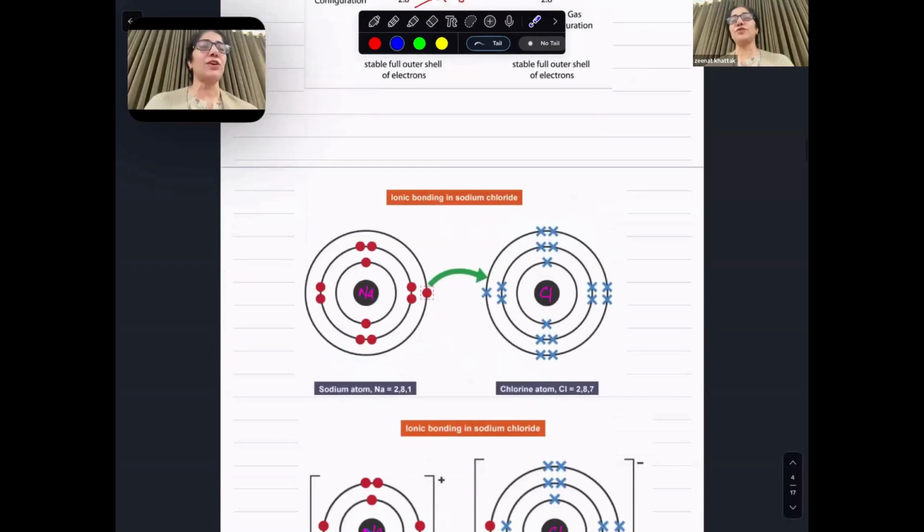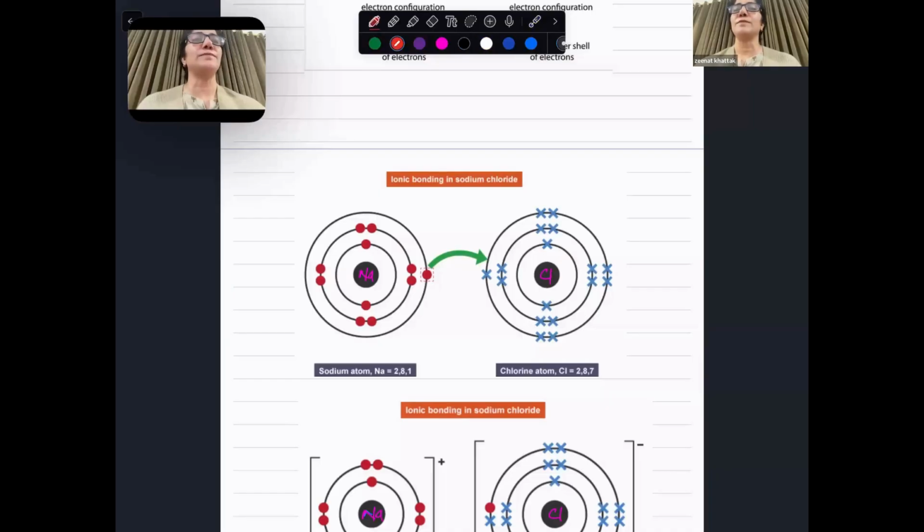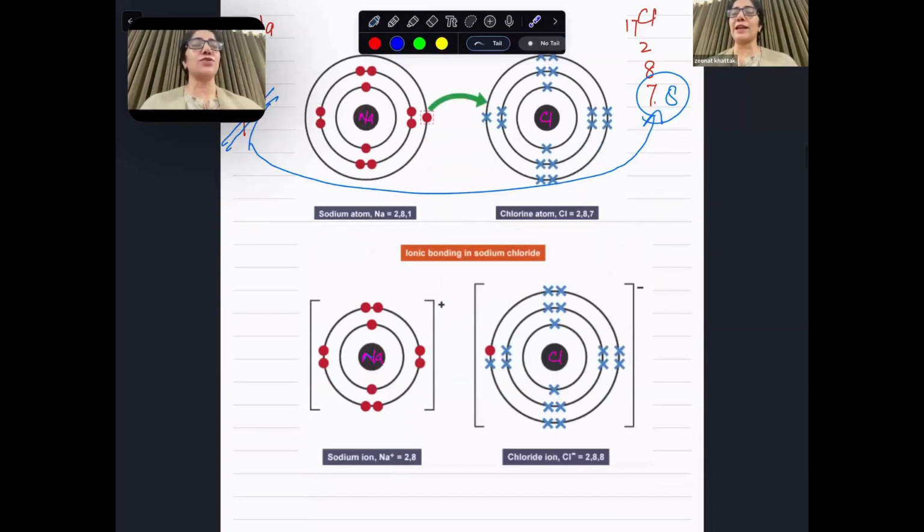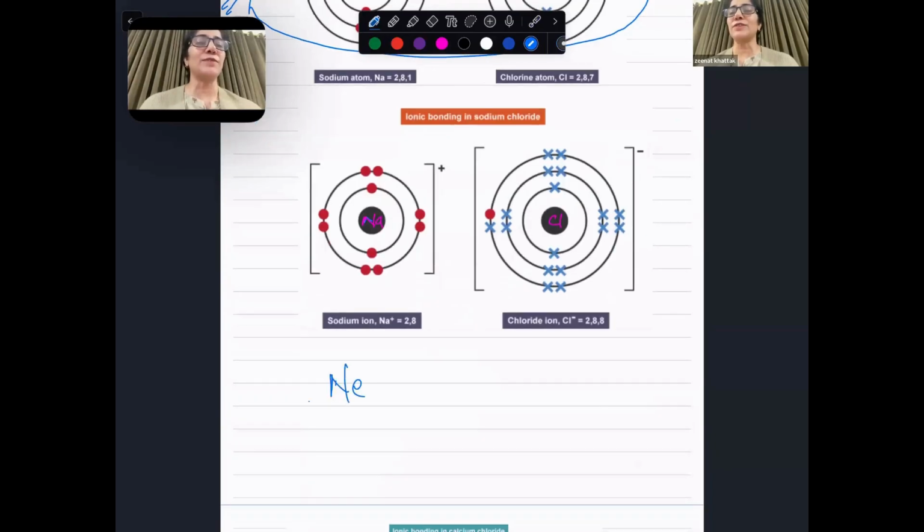Now, if you see sodium chloride, sodium is what? 11, 2, 8, 1. Chlorine is what? 17, 2, 8, 7. What will it do? Sodium will lose 1. Chlorine will gain 1, become 8. So sodium becomes 2, 8, like neon. Chloride becomes 2, 8, 8, like argon. You know neon is 10, 2, 8. Argon is 18, 2, 8, 8. So chloride becomes like argon.